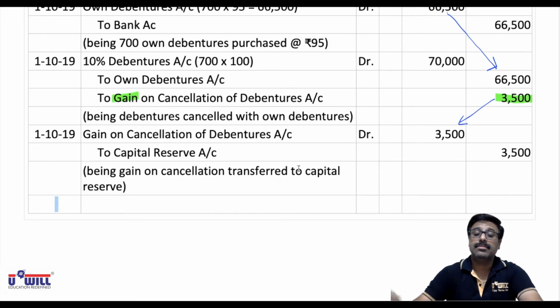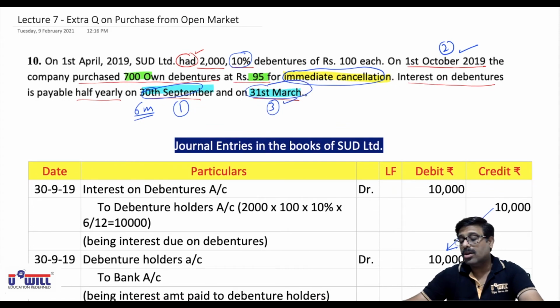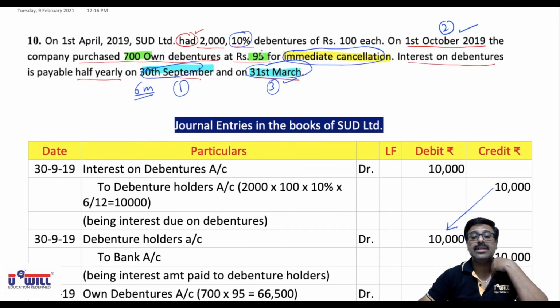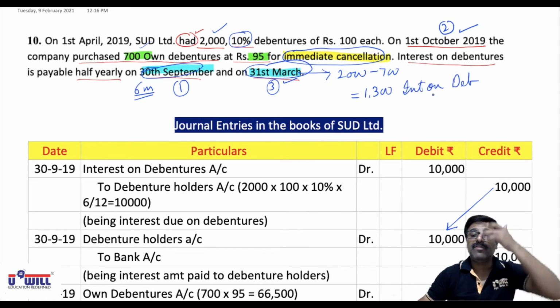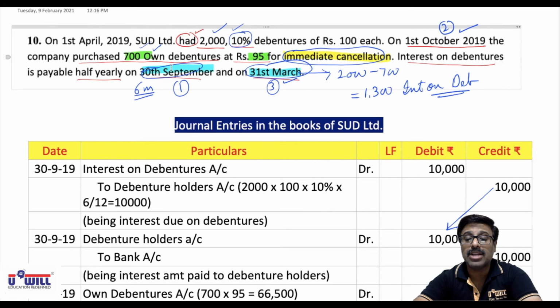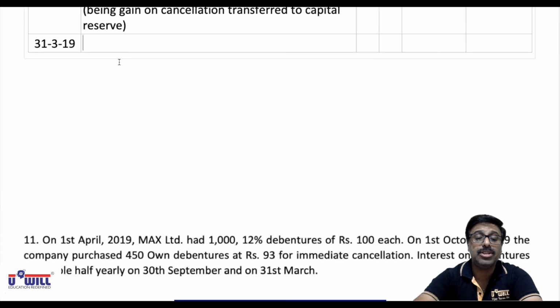Now after that, after 1st October all entries are passed. Now on 31st March, third entry. On 31st March, the company will again pay the interest on the remaining debentures. How many remaining debentures? Out of 2,000, the company has purchased 700 debentures. Means on 31st March, 2,000 minus 700, the company will have to pay interest only on 1,300 debentures. So for that, the entry will be passed for paying the interest on 1,300 debentures.